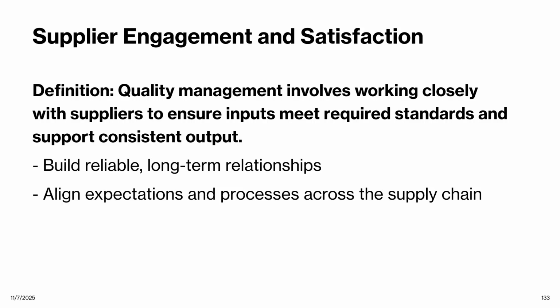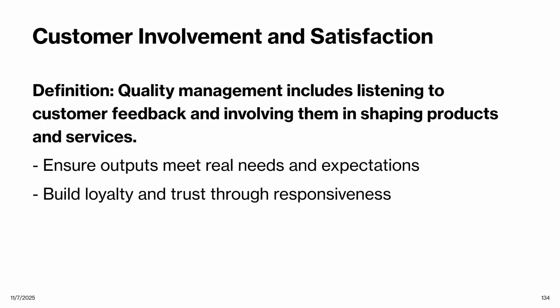Supplier engagement and satisfaction. So quality management involves working closely with suppliers to ensure inputs meet required standards and support consistent outputs. This now builds reliable long-term relationships and aligns expectations and processes across the supply chain.